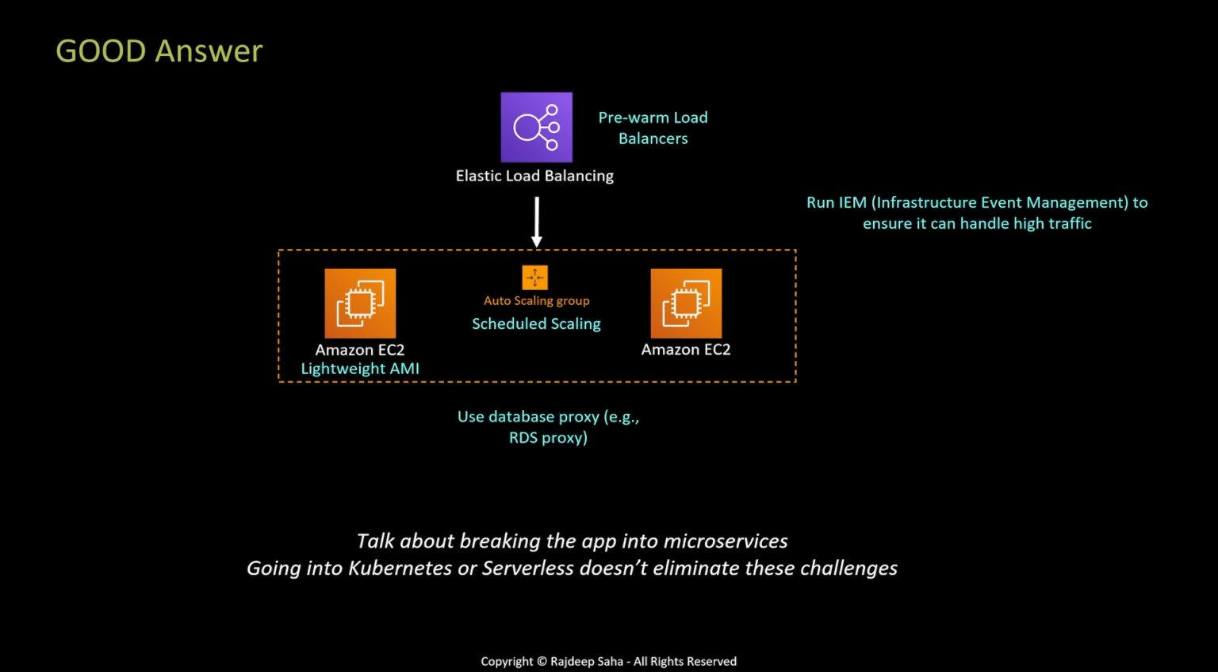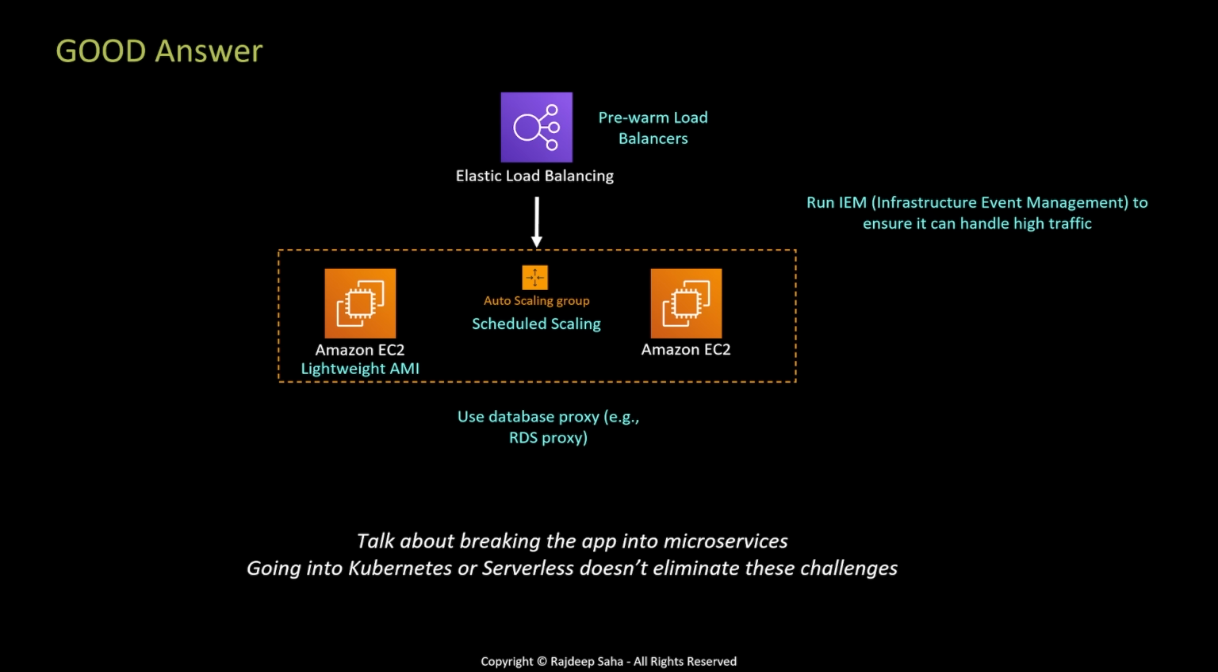Beyond this, you can also talk about breaking your applications into microservices, and talk about the advantages of microservices: one specific API might need to scale up way more than another microservice in the same application. Using microservices, you can utilize that individual scaling of each API. Sometimes a candidate mentions, oh, I will just migrate my application to Kubernetes or serverless, and then it will handle these big traffic days.